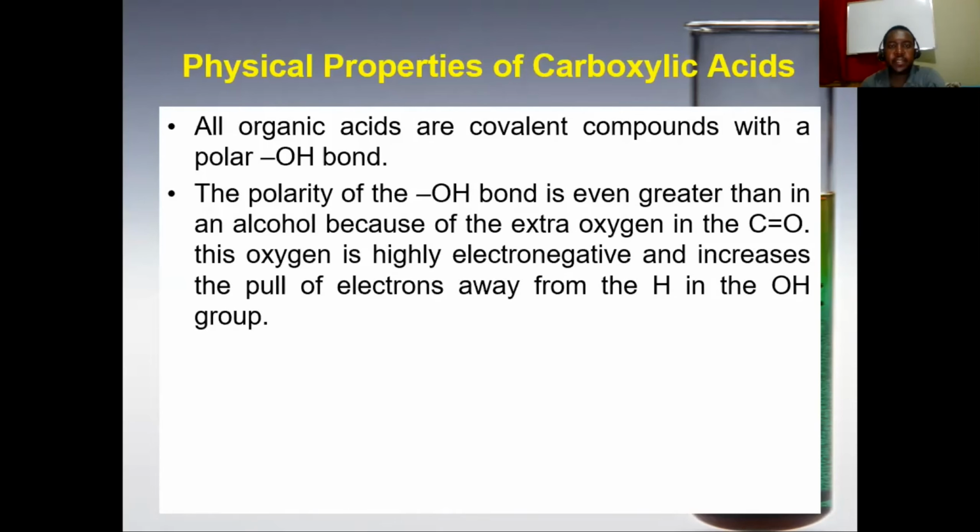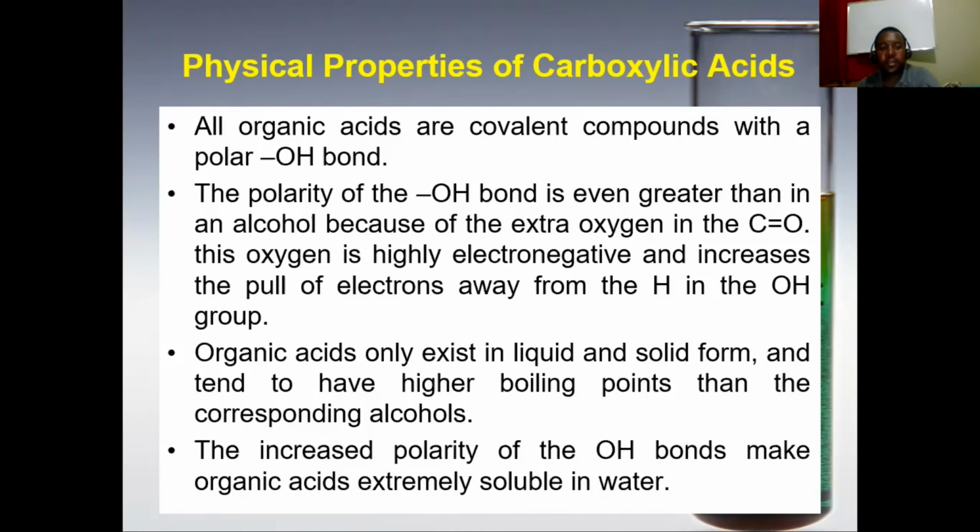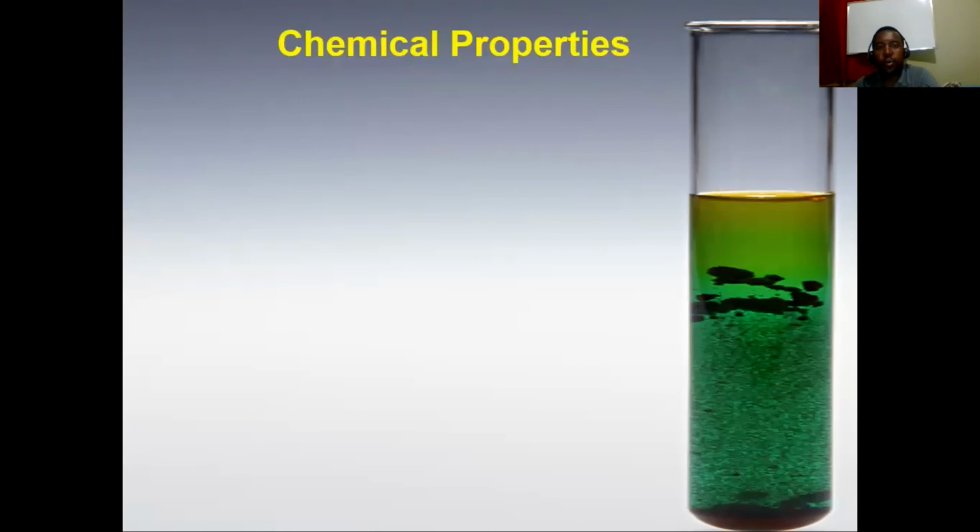So organic acids are covalent compounds with a polar OH bond. The polarity of the OH bond is even greater than in alcohol because of the extra oxygen in the CO bond. This oxygen is highly electronegative and increases the pull of electrons away from the hydrogen in the OH group. The organic acids only exist in liquid and solid form and tend to have higher boiling points than the corresponding alcohols. The increased polarity of the OH bond makes organic acids extremely soluble in water. So because they are polar, they are very soluble in water.